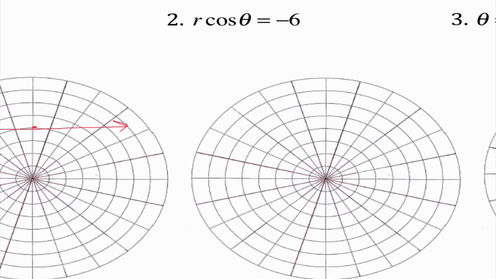Okay, next, r cosine theta we know is x, so x equals -6. So that means I'm going to go to the left 1, 2, 3, 4, 5, 6. And I'm going to draw a vertical line going up and down. It's a little crooked, but that's okay.